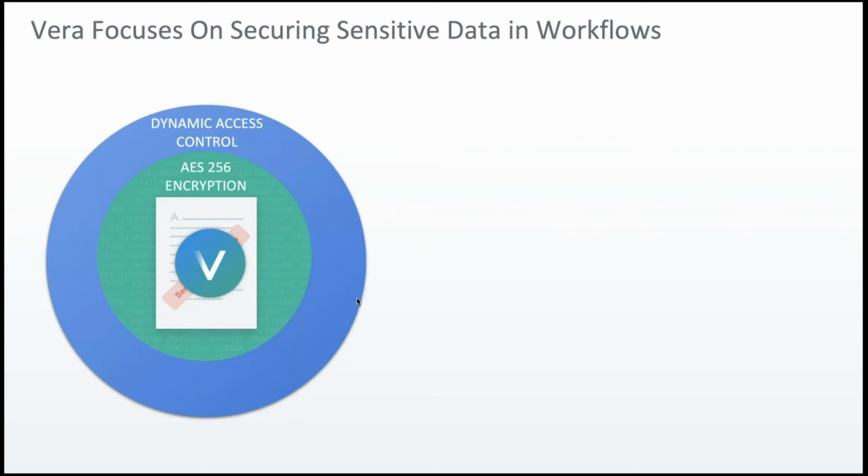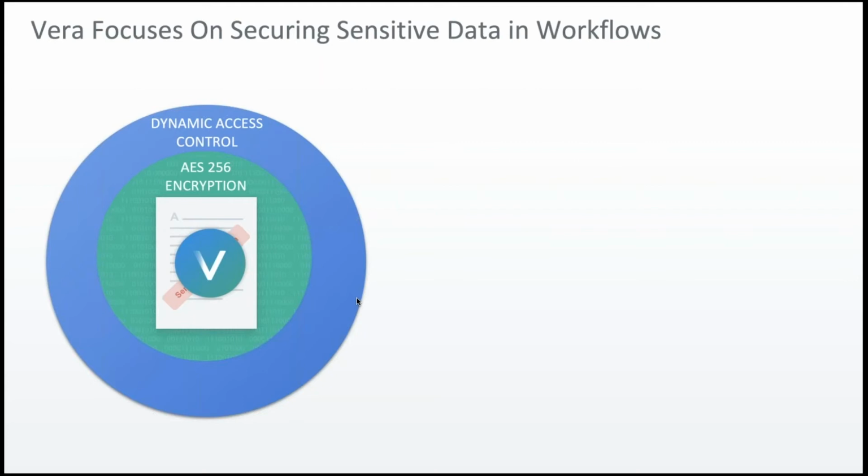And you notice the word dynamic in front of that access control. That means that permissioning, that access control list, can not only be configured at the time you secure the file, but it can be modified at any point afterwards.